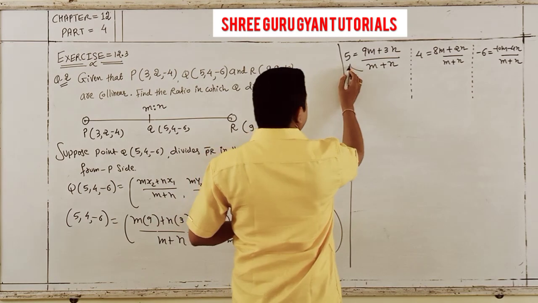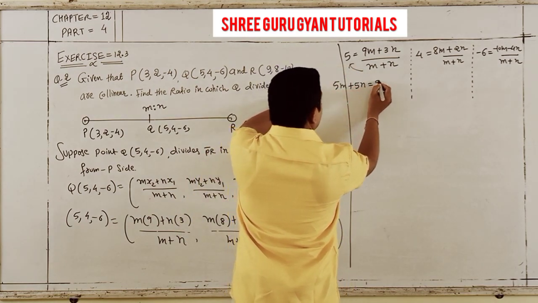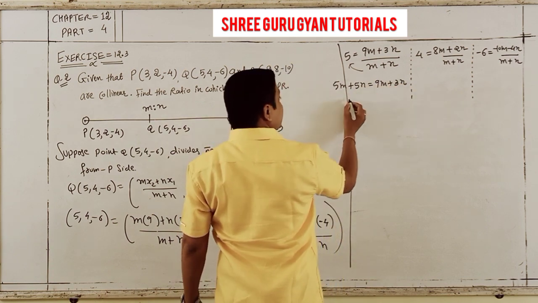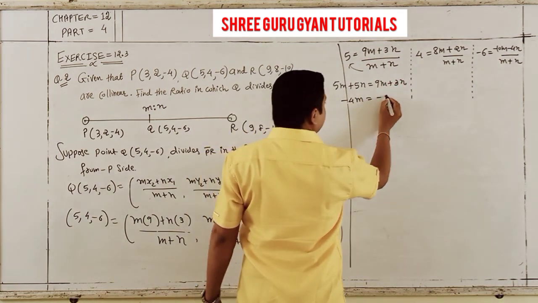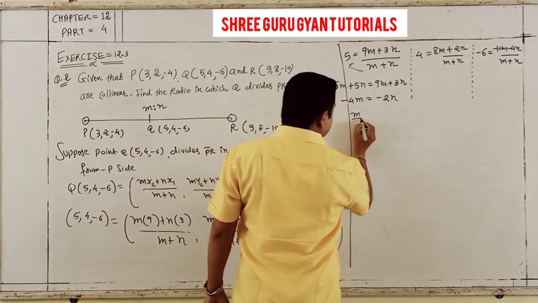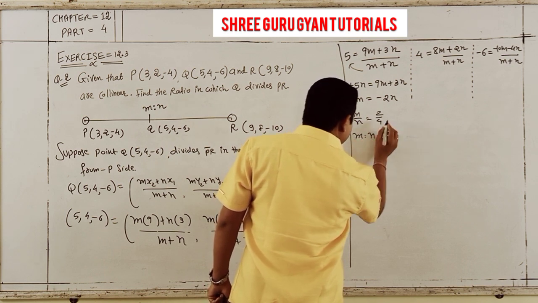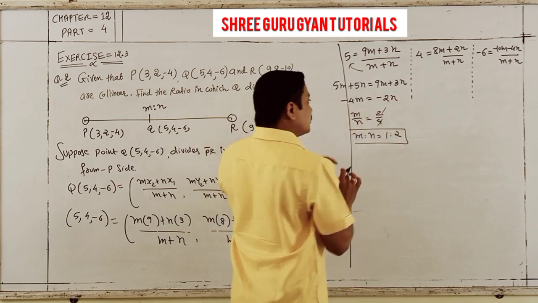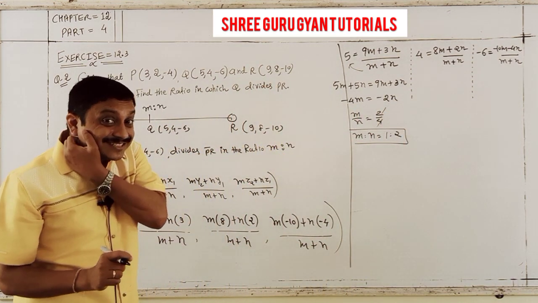I just multiply: 5m plus 5n equals 9m plus 3n. So 5m minus 9m is -4m, and 3n minus 5n is -2n. It means m by n, students, is 2 by 4. So what is m by n? It is 1 ratio 2. Yes, m upon n is 2 divided by 4, that is 1 is to 2. It means it is an internal division.